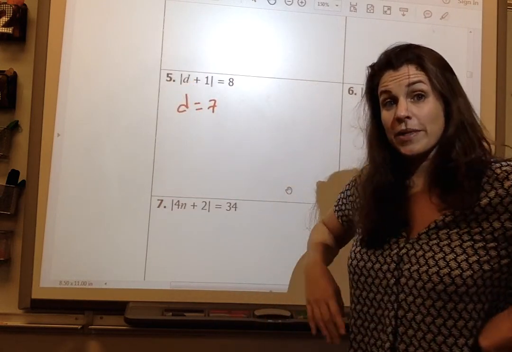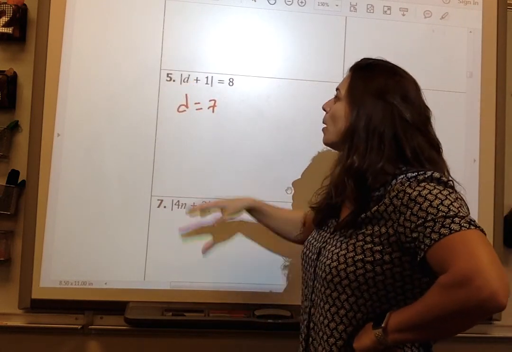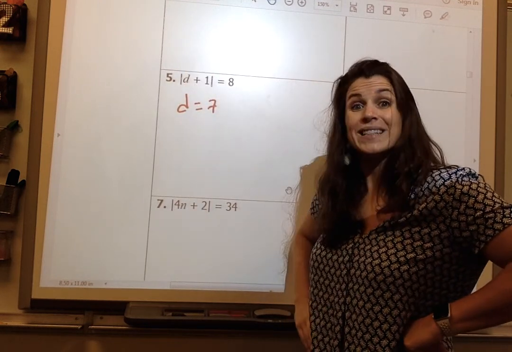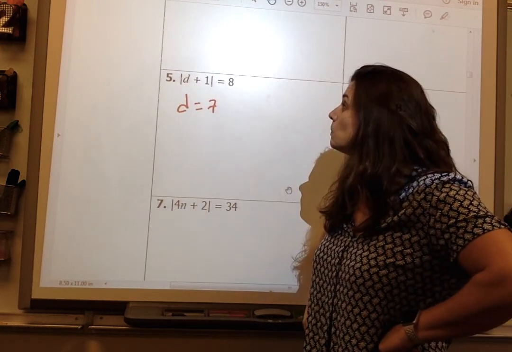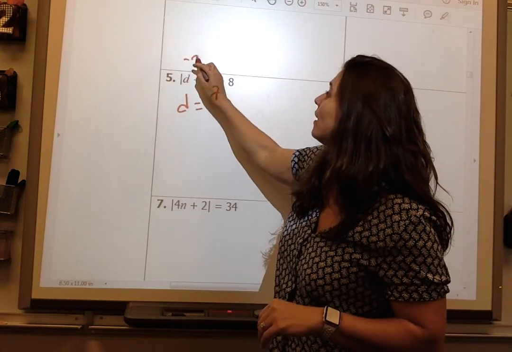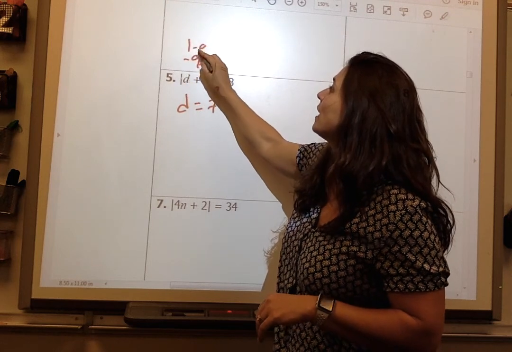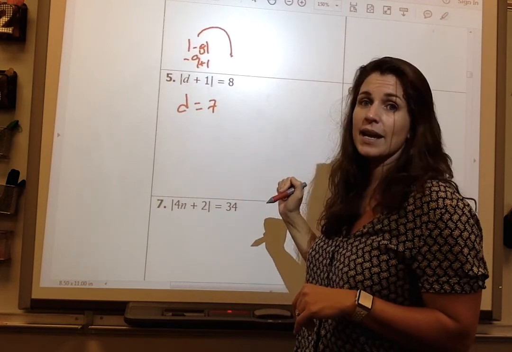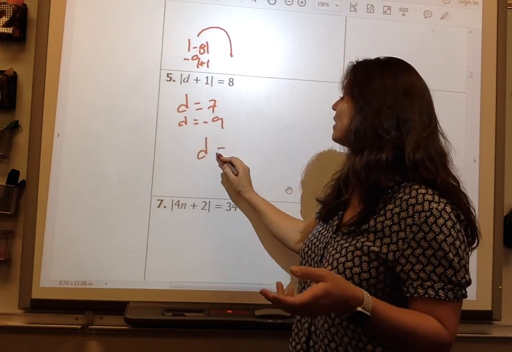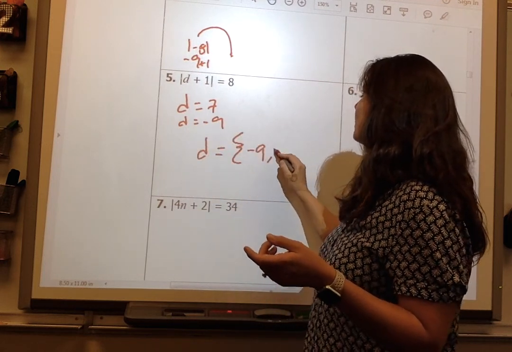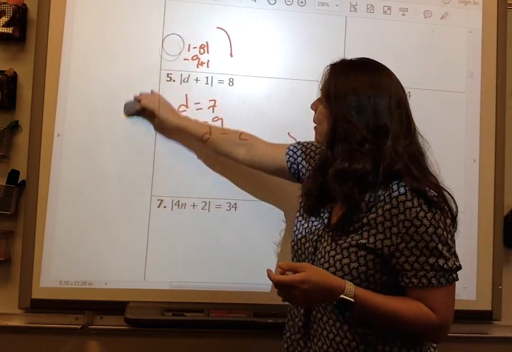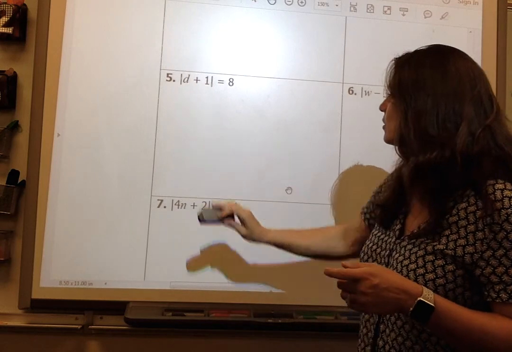So now we need to do some thinking. What number plus 1 would give me the absolute value of -8 in order for me to get 8? Think about it. Do you know? -9. -9 plus 1 gives me -8, and the absolute value of -8 is 8. So d equals -9. Again, it's a solution set, so d equals -9, 7 in bracket. Okay? Now, let's look at number 7.